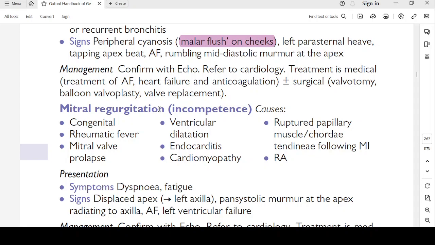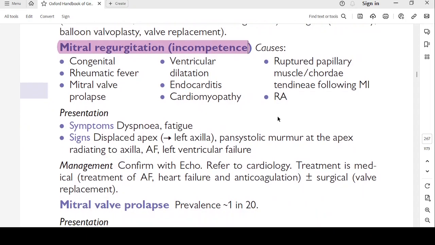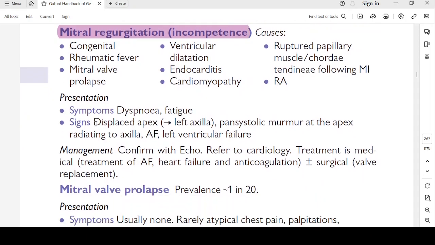Mitral regurgitation, incompetence. Its most common causes are congenital mitral regurgitation, rheumatic fever, mitral valve prolapse, ventricular dilatation, endocarditis, cardiomyopathy, ruptured papillary muscle or chordae tendineae during MI, following an MI or RA. RA is rheumatoid arthritis. Presentation. Symptoms. Dyspnea, fatigue. Signs.